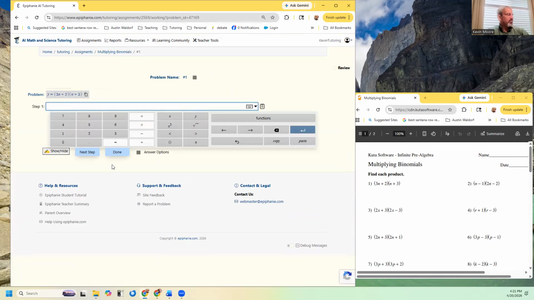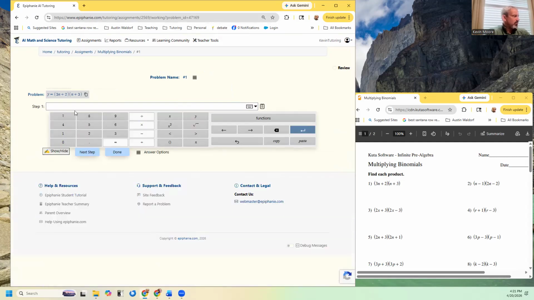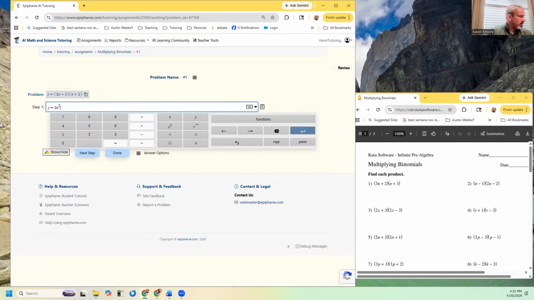I can either enter that with text, or I can use the GUI, or there's also this handwriting recognition system that I can use to enter problems. Okay, and I'm going to start this off and say that y equals 3n squared plus 6. Oops, I made a mistake here.